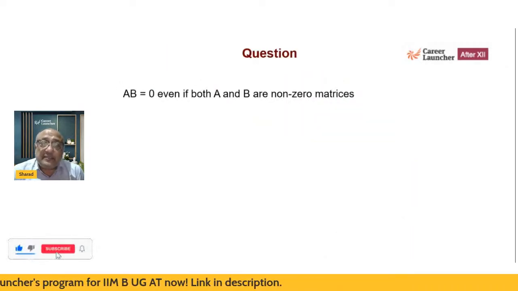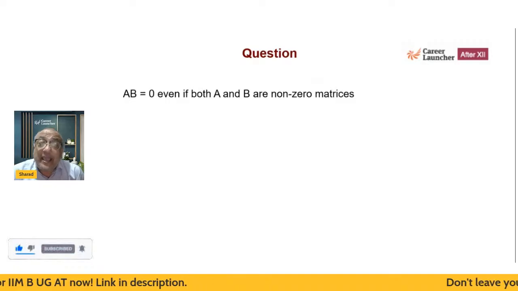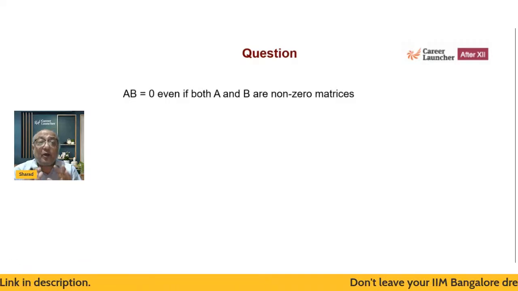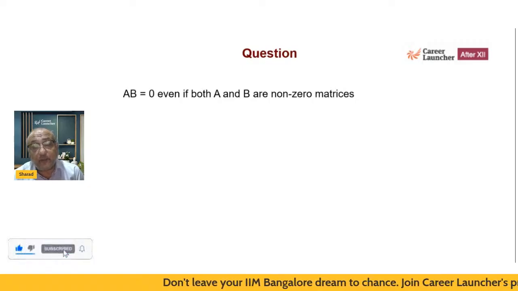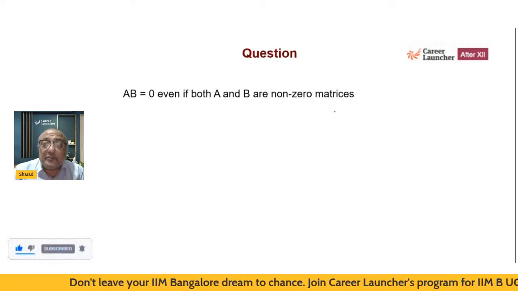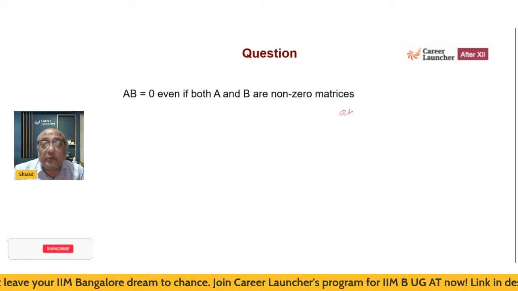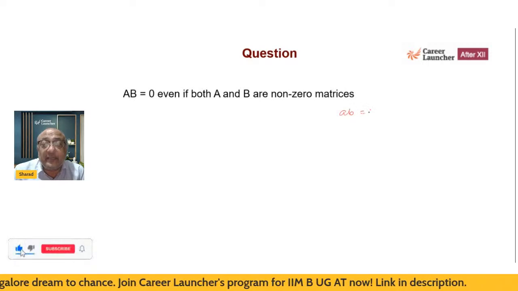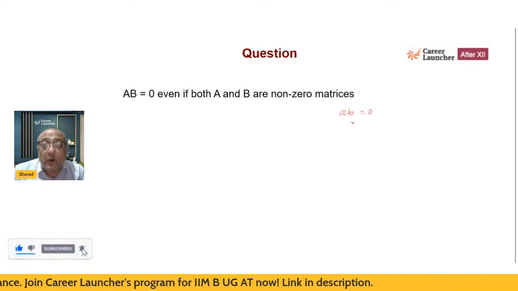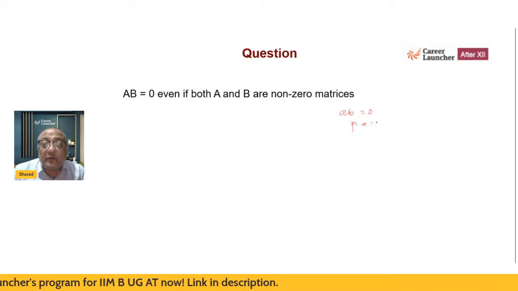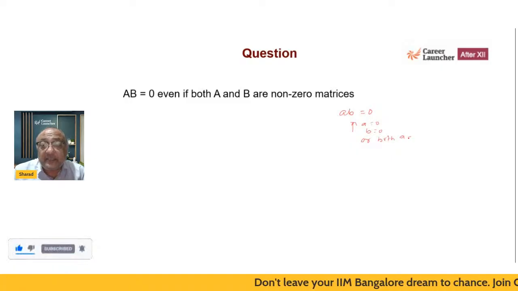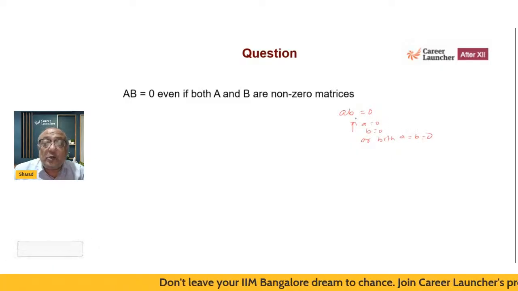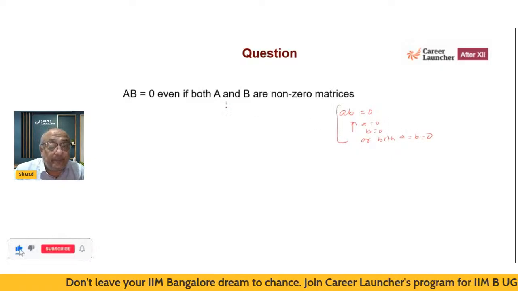The next question is: can the product of two matrices be equal to 0, if both are non-zero? Why am I asking this question? Because if I have two normal real numbers, a and b, and ab is equal to 0, it is only true if a is equal to 0 or b is equal to 0 or both a and b are equal to 0. Please note, that is not the condition over here.